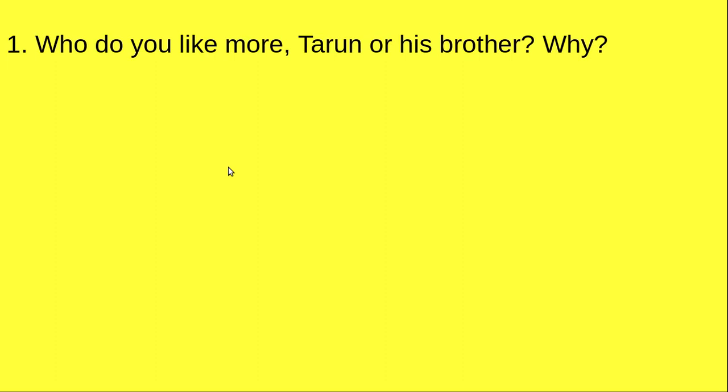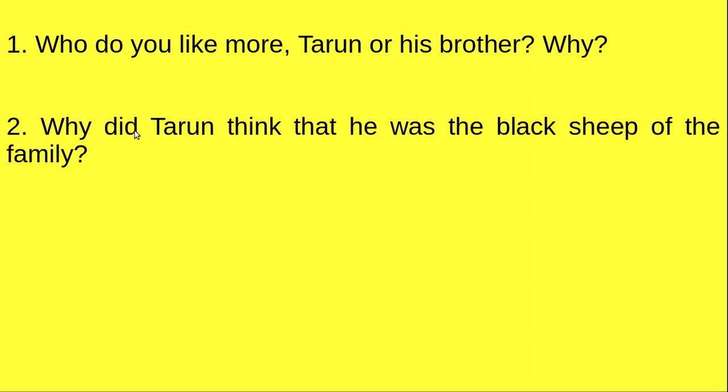Who do you like more, Tarun or his brother? Why? You may like Tarun, you may like his brother, but there should be a justification. You can write it yourself. And why did Tarun think that he was the black sheep of the family? He was a low achiever. He was not good at the things that the family thought high, and that is why he considered himself as the black sheep of the family. The answers are given along in the worksheet, the sample answers, so you may see it.